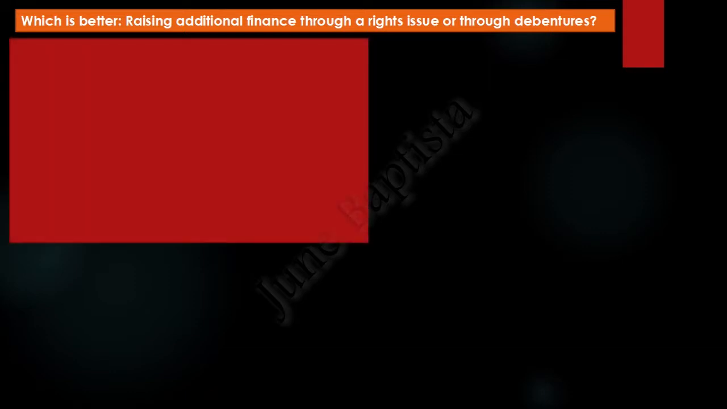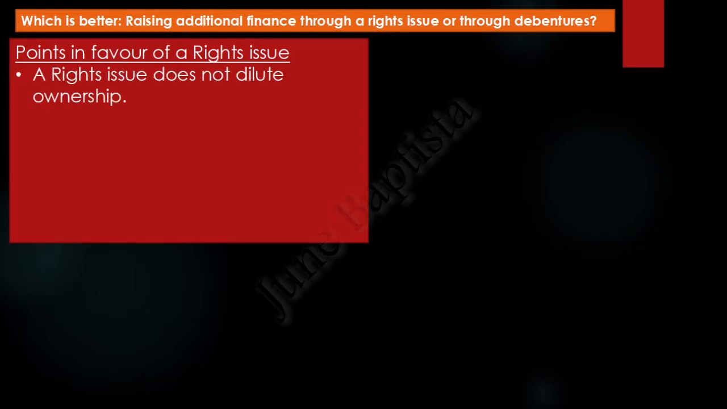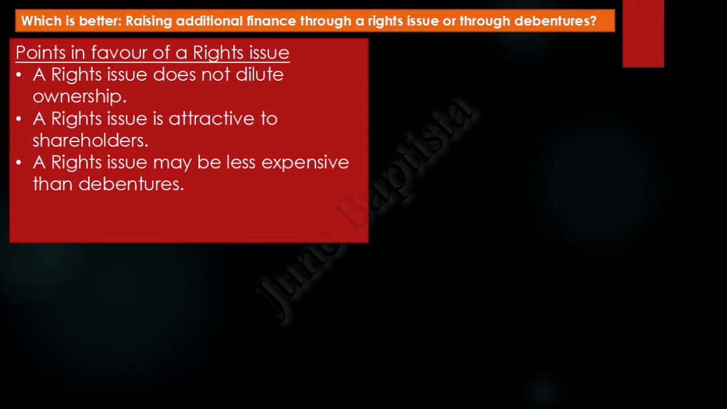Let us examine what is better: raising additional finance through a rights issue or through debentures. Points in favor of a rights issue. A rights issue does not dilute ownership. A rights issue is attractive to shareholders who see it as a reward for remaining loyal to a company. A rights issue may be less expensive than issuing debentures. A rights issue contributes to permanent capital.